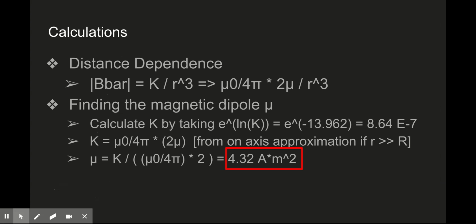So here are my calculations. For the distance dependency, the magnetic field of the bar is basically mu naught over 4 pi times 2 mu over r cubed. And to find mu, we first have to find K, where we take e to the ln of K, and then K is equal to mu naught over 4 pi times 2 mu from the on-axis approximation if r is much greater than the radius. And then mu I found to be 4.32 amperes times meter squared.